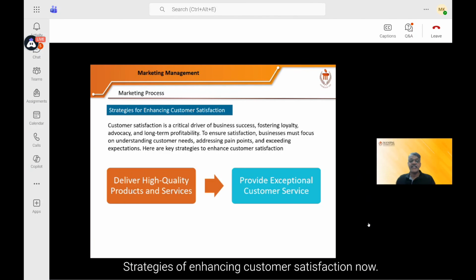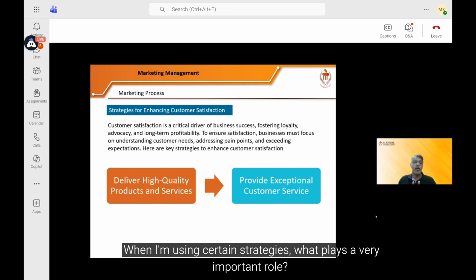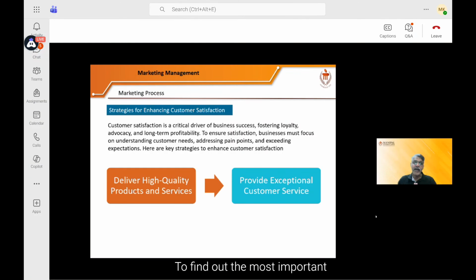Strategies of enhancing customer satisfaction. Now, what strategies can be used in order to enhance customer satisfaction? When I'm using certain strategies, what plays a very important role is to find out the most important drawback area where the customer is not able to be met. That means addressing their pain points, understanding where they find it difficult to avail the product and services. So in that case, what strategy can be used? Deliver high quality products and services.